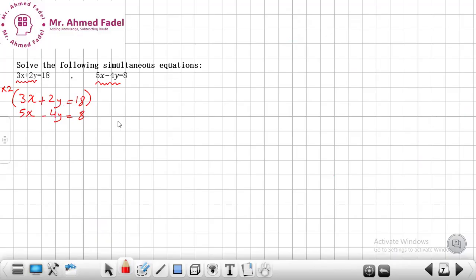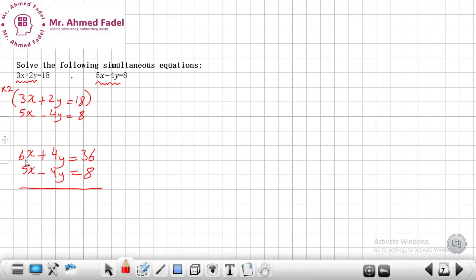So now the new equations will be 3x times 2 will be 6x plus 2y times 2 will be 4y equals 18 times 2 will be 36. The other equation will remain untouched. I'm not going to touch it. So it will be 5x as it is minus 4y equals 8. Now, yes, I am ready for elimination.